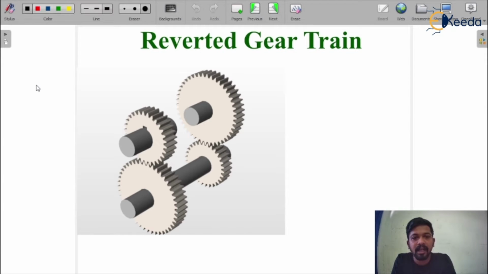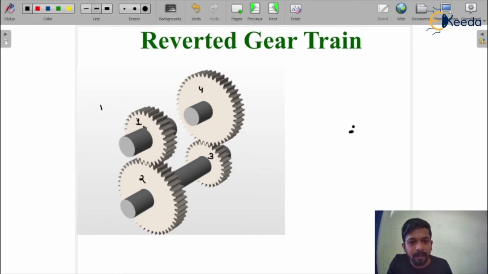If you want to connect two coaxial shafts, you have to use a reverted gear train, because here you can see in the diagram we want to connect these two shafts. Let me show you, this is one gear, this is the second gear, this is the third gear, and this is the fourth gear. If you want to transmit the power from this shaft to this shaft, you have to use a reverted gear train.